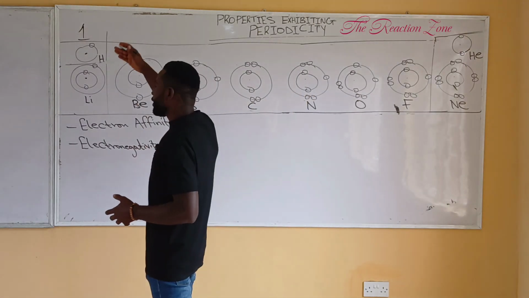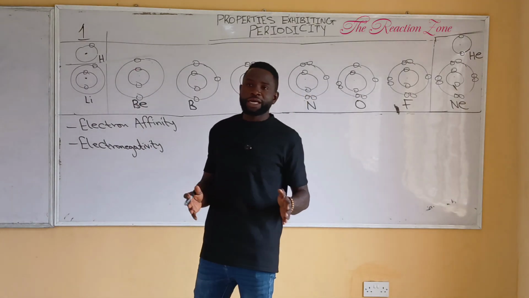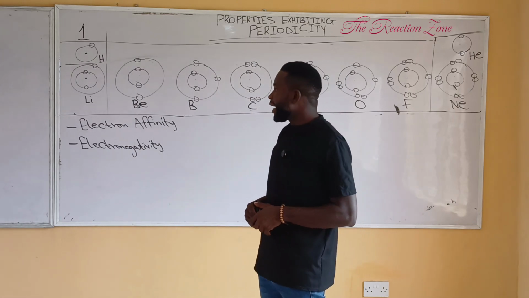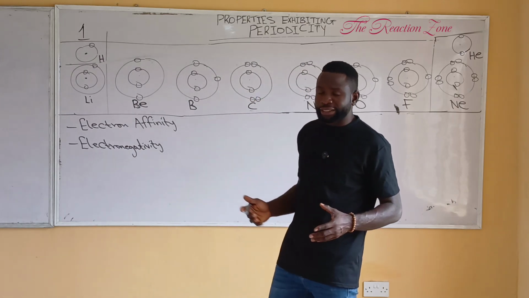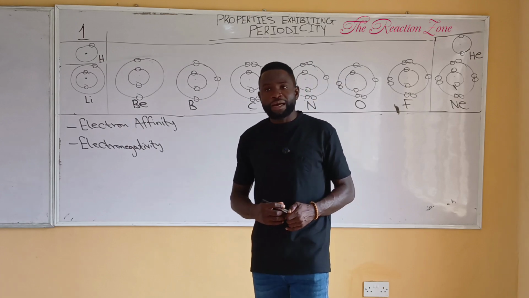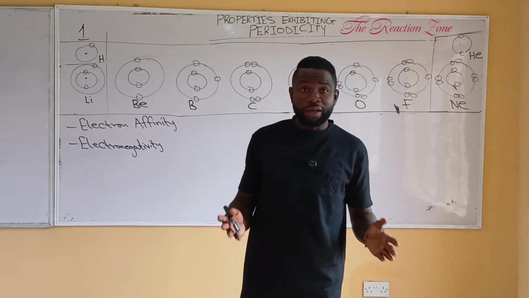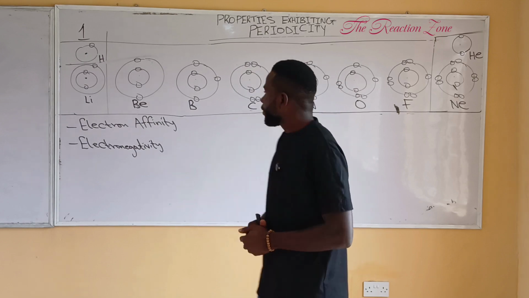However, moving down a group, atomic size and atomic radius increases, and due to the increase in atomic size, the atoms are unwilling to accept electrons.